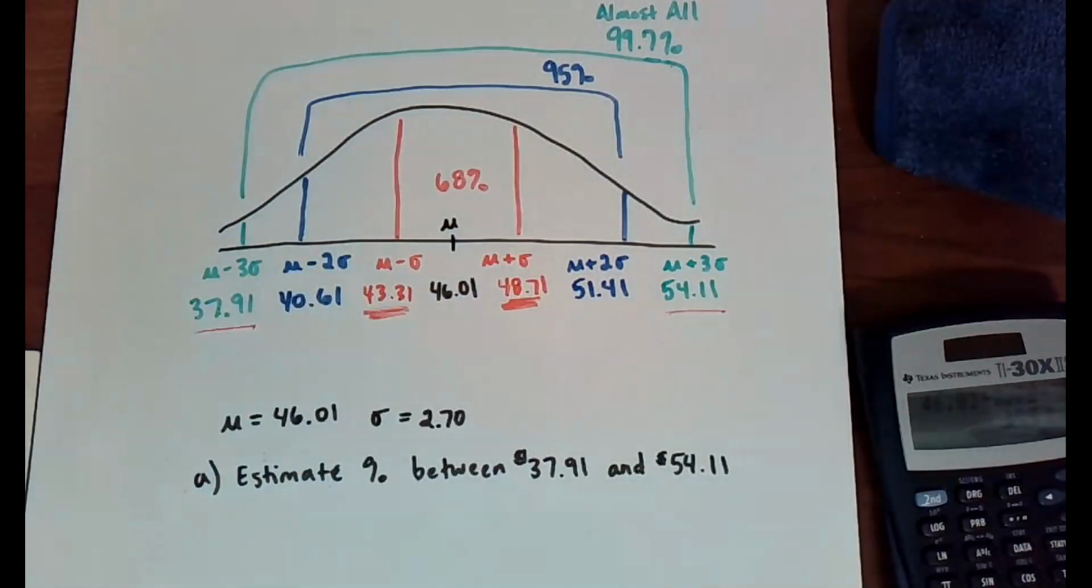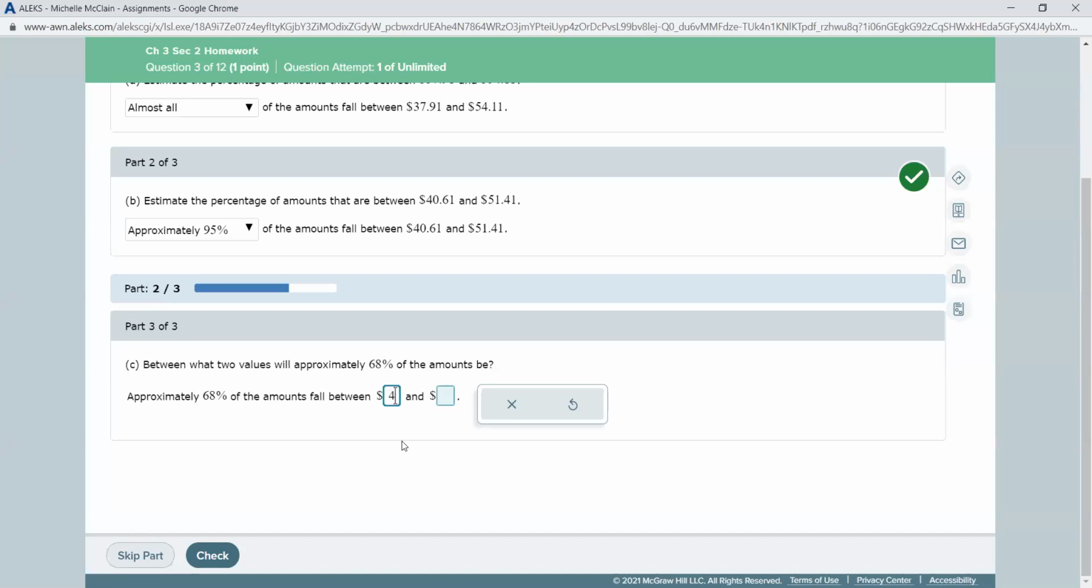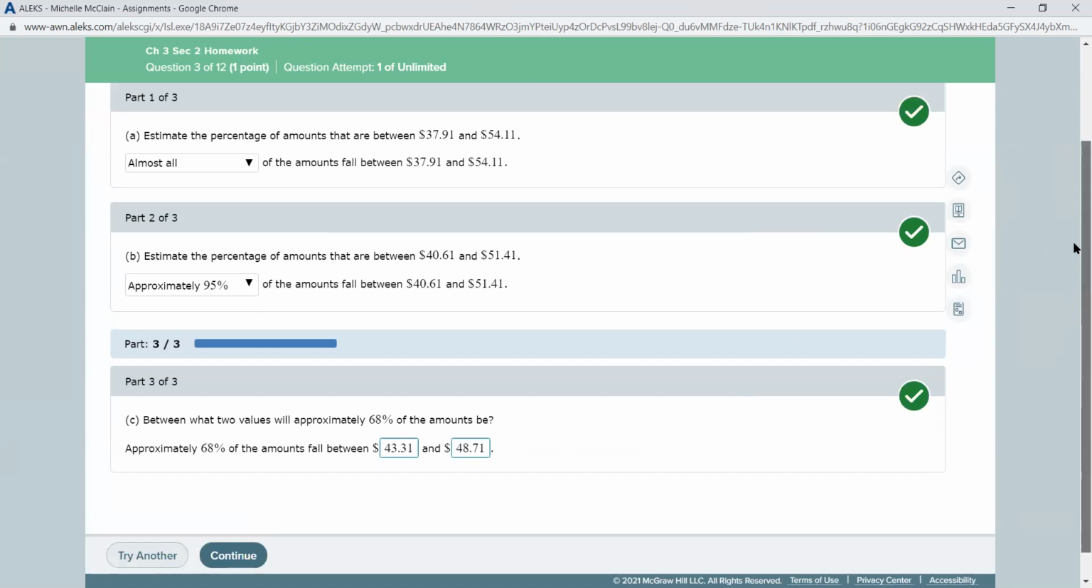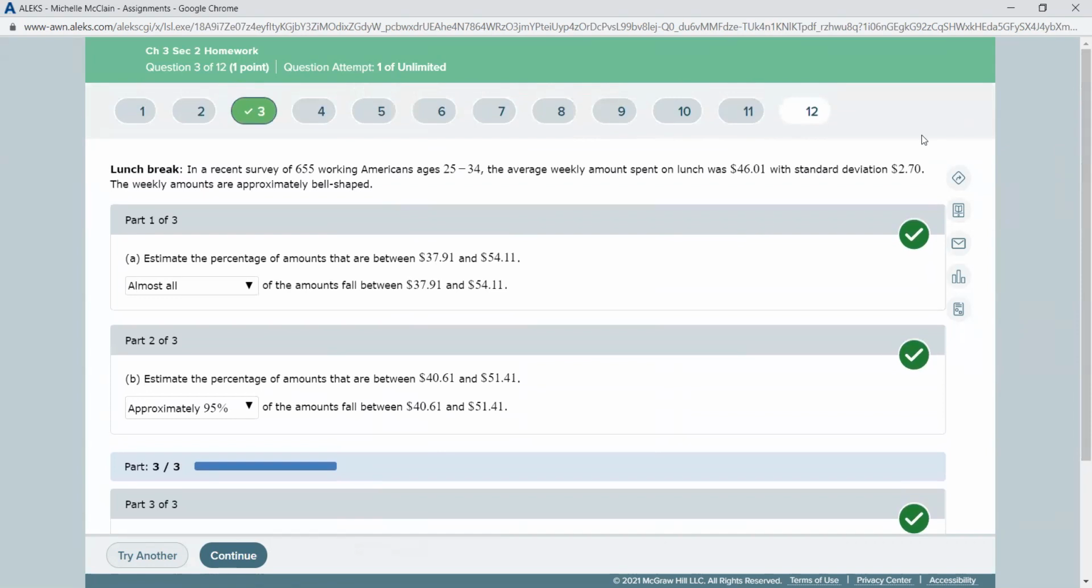Again, I want to encourage you, draw a picture when it comes to the empirical rule, and you can't go wrong. Let's go ahead and type in our monetary values so we can be done with our question. Let's check. And it's correct. If you've got any questions concerning the empirical rule, don't hesitate to send me an email.